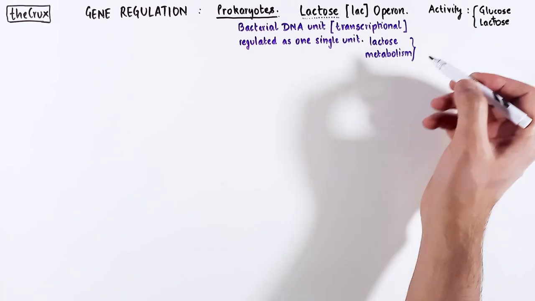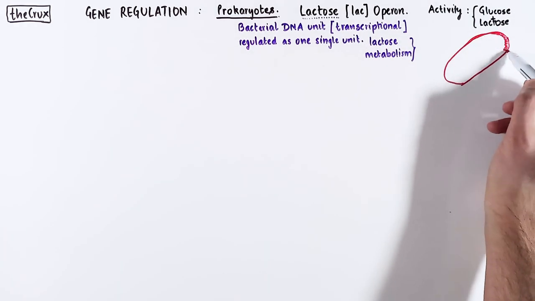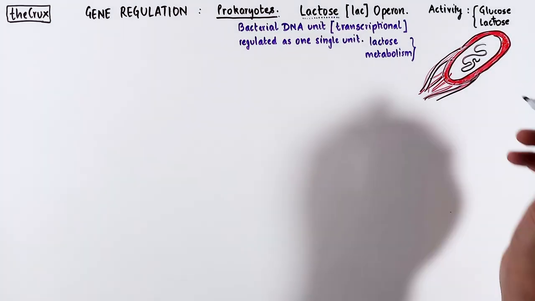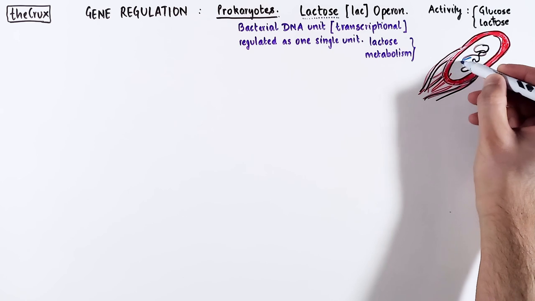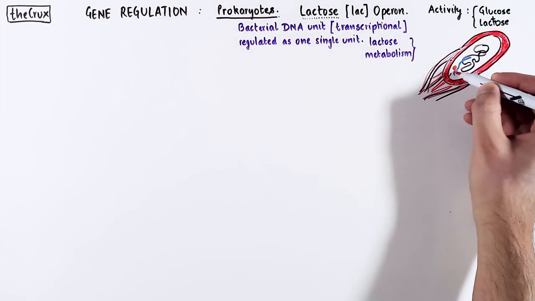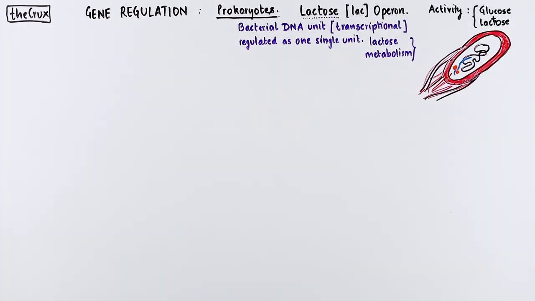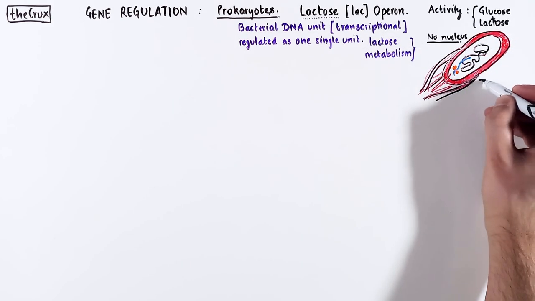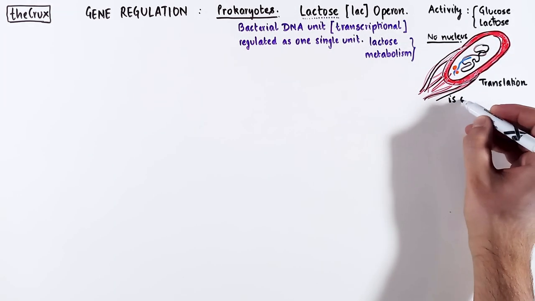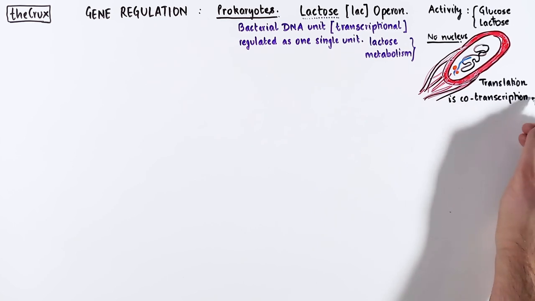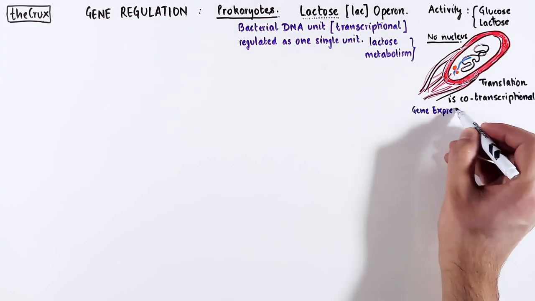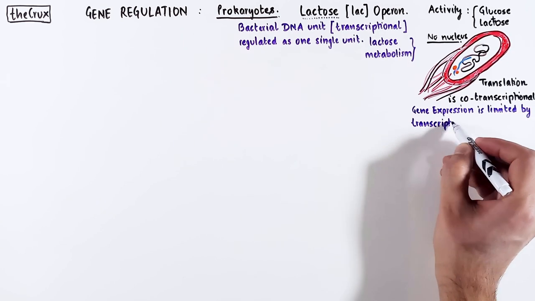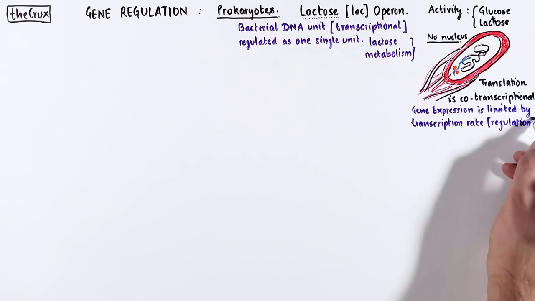Just a quick note on bacterial gene expression. We have seen from the previous transcription and translation videos that transcription starts on the DNA, and as soon as the RNA is made, ribosomes can immediately start the process of translation. And this is possible because there is no nucleus or compartment within bacteria. So translation occurs co-transcriptionally, which means that gene expression is only limited by the transcription rate. And transcription therefore becomes the major process to regulate in bacteria.